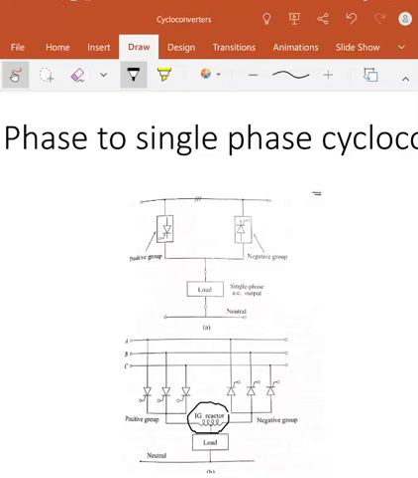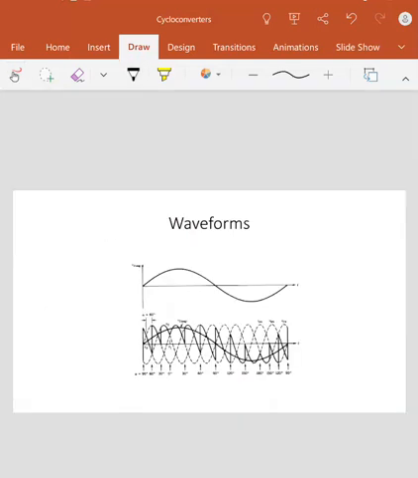Okay? So which kind of cycloconverter is this? We have an input of 3-phase and the output is single phase. So this is a 3-phase to single phase cycloconverter. Now we'll go for the next waveforms.